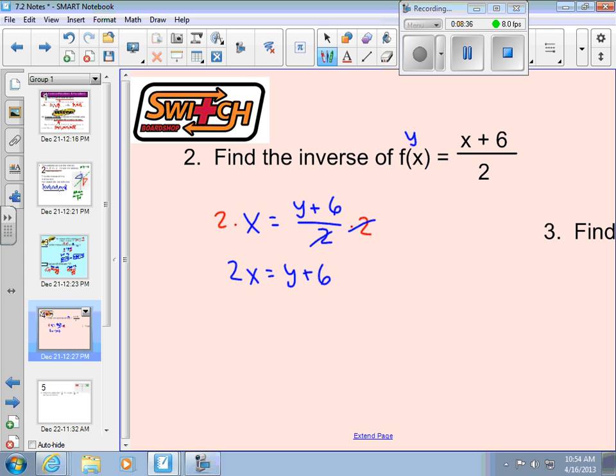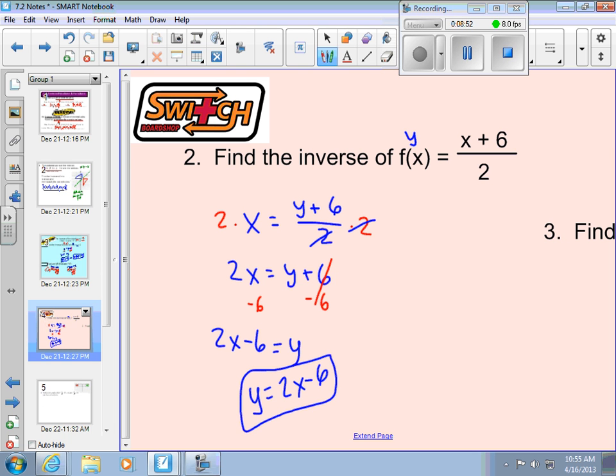Next step, we want to get y by itself. Let's subtract that 6 out of there. And now we get y equals 2x minus 6. That then is our inverse. So our inverse is y equals 2x minus 6. Or again, if we write it in function notation, the inverse function would be 2x minus 6. So that would be the inverse function.